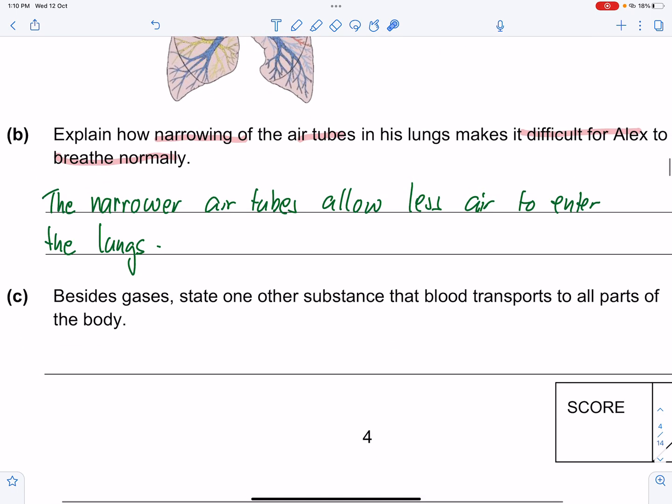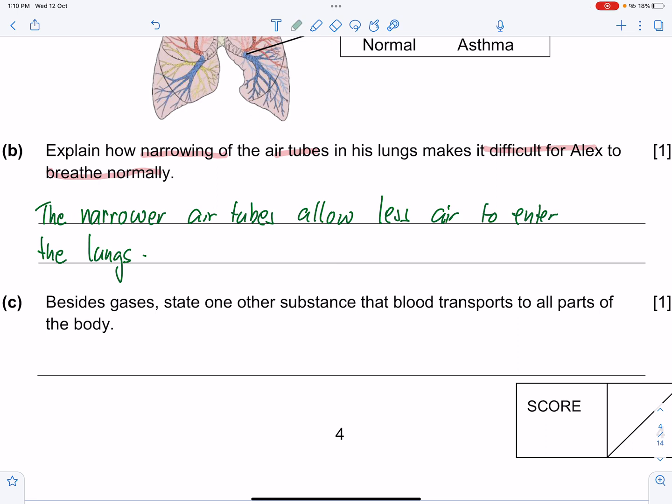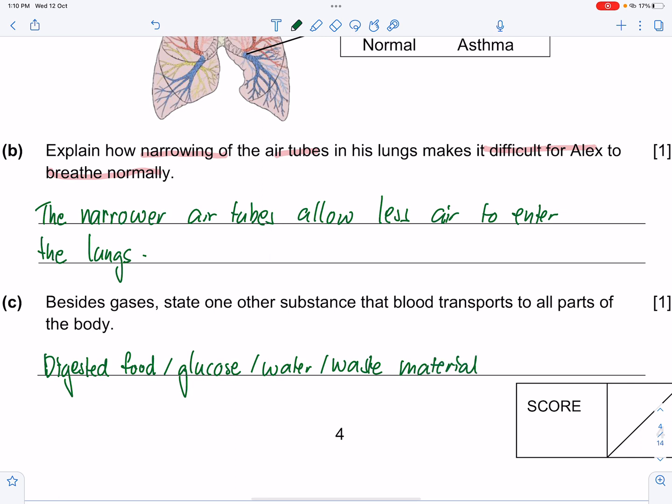Next, besides gases, state one other substance that the blood transports to all parts of the body. Now, you can put digested food. I will not accept nutrients, glucose, water, waste material. Okay? Next.